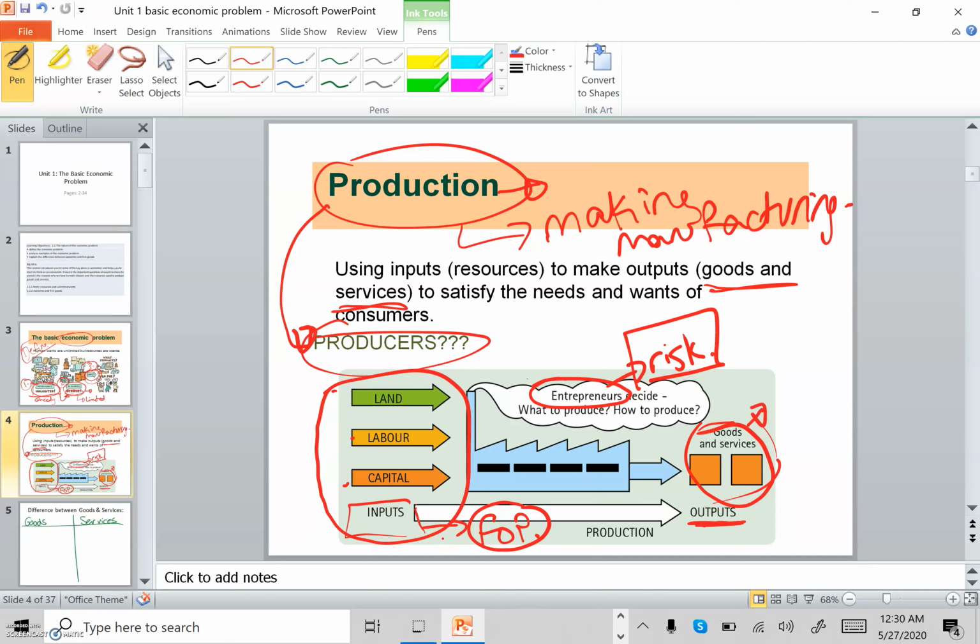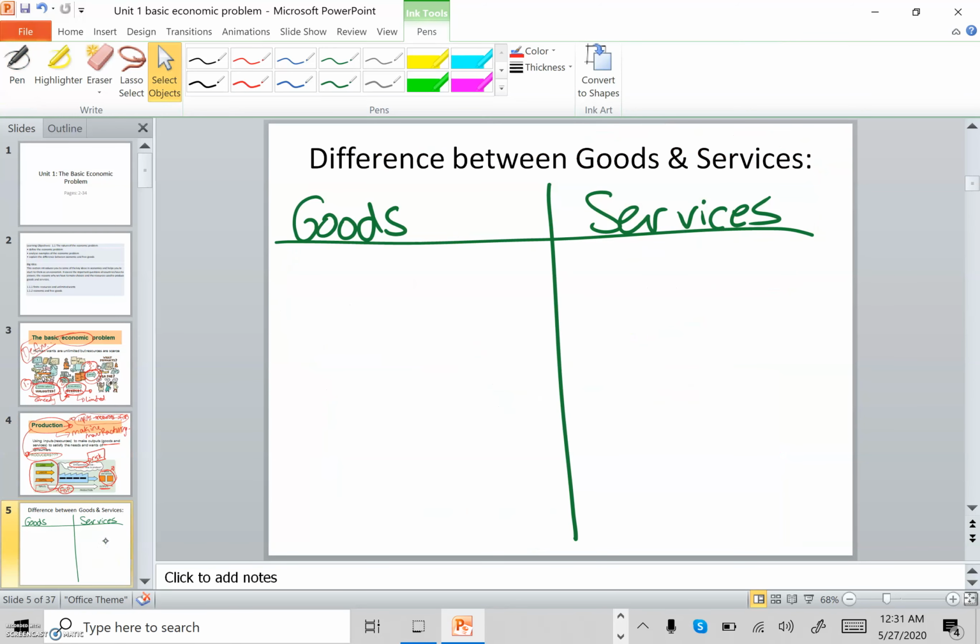Okay, guys? So when I'm asked to define production, you say when we are using inputs, or I can call inputs resources, or finally, I can call them factors of production. They all mean the same thing. So production is when I use inputs in order to produce outputs, or we can call them the final good or service. Now, let's talk about the difference between goods and services.